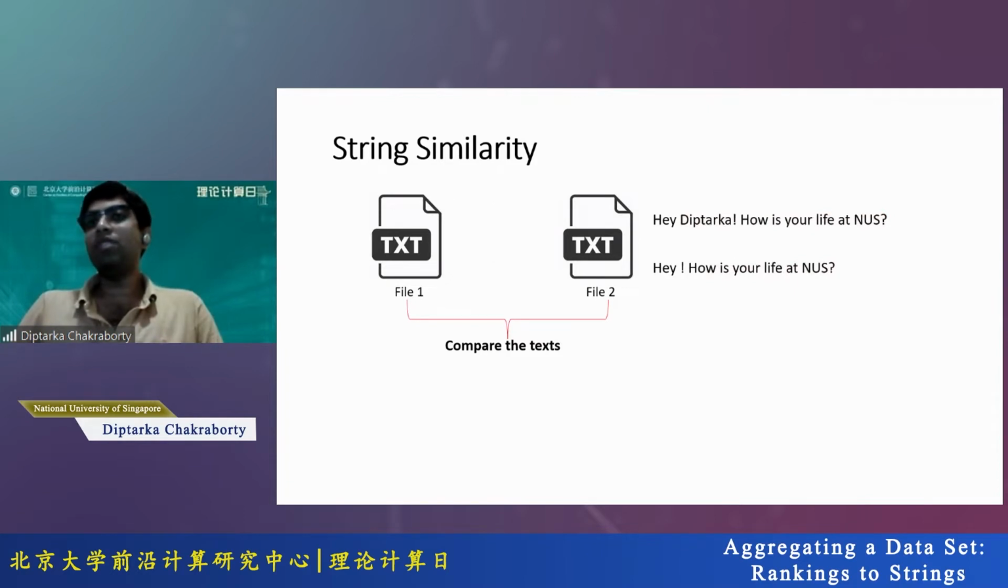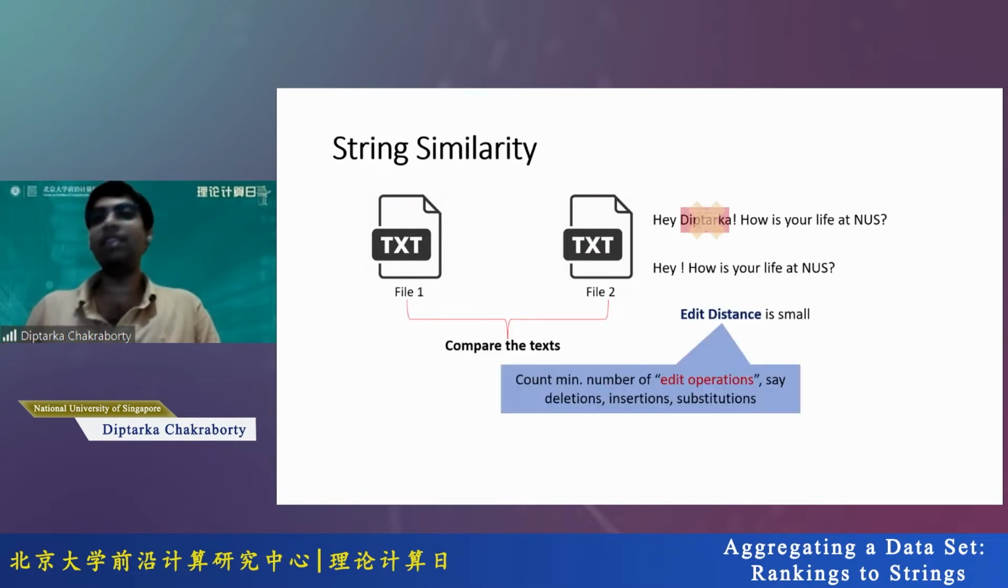And that is the motivation for why people started defining a new dissimilarity measure. One is edit distance, which basically captures how many characters are, say, deleted or inserted. So here, we just delete the word Diptarka. That's why the edit distance is small.